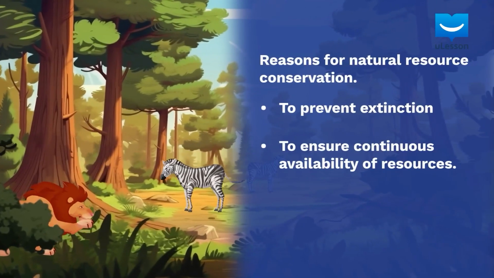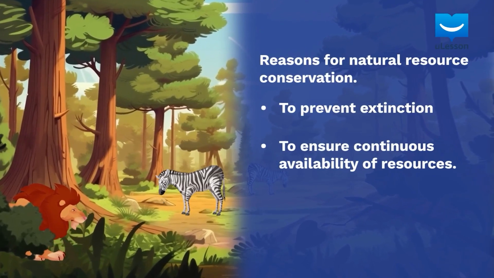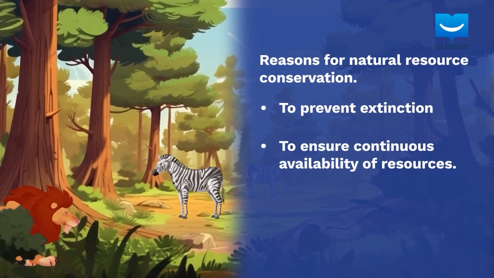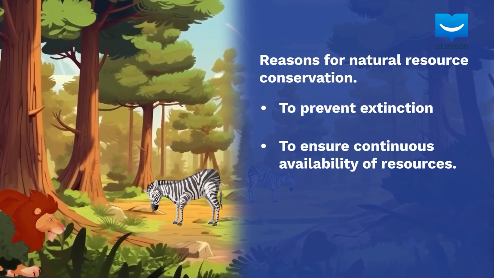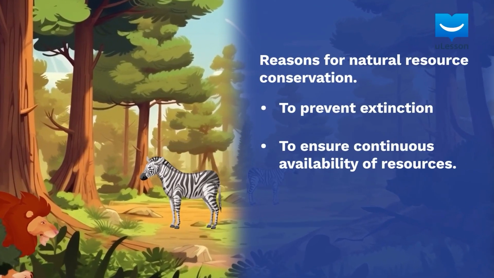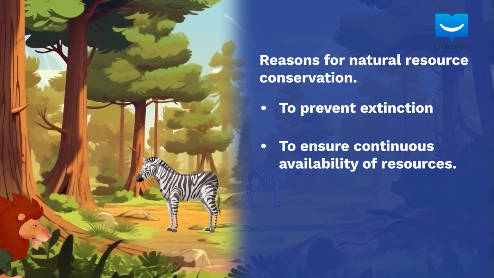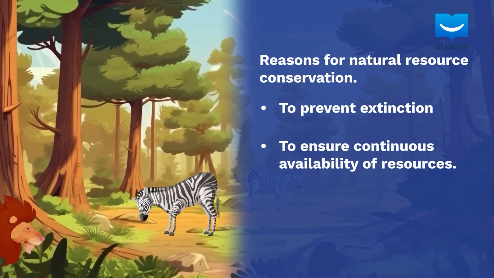Right. So, we need to conserve the landscapes to keep these places aesthetically pleasing. We need to preserve certain species of plants and animals so that they are here many generations after us. This is so that they do not become extinct.